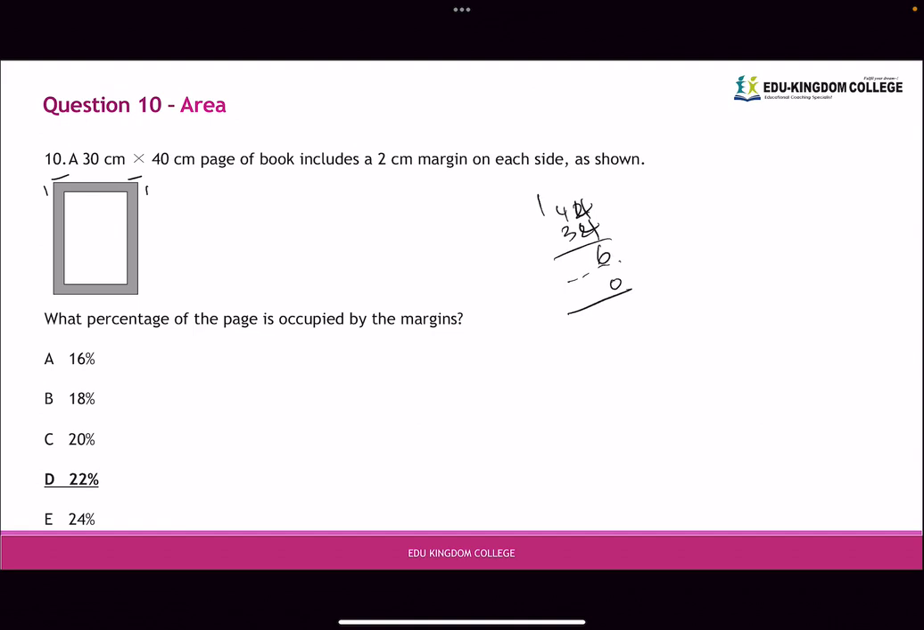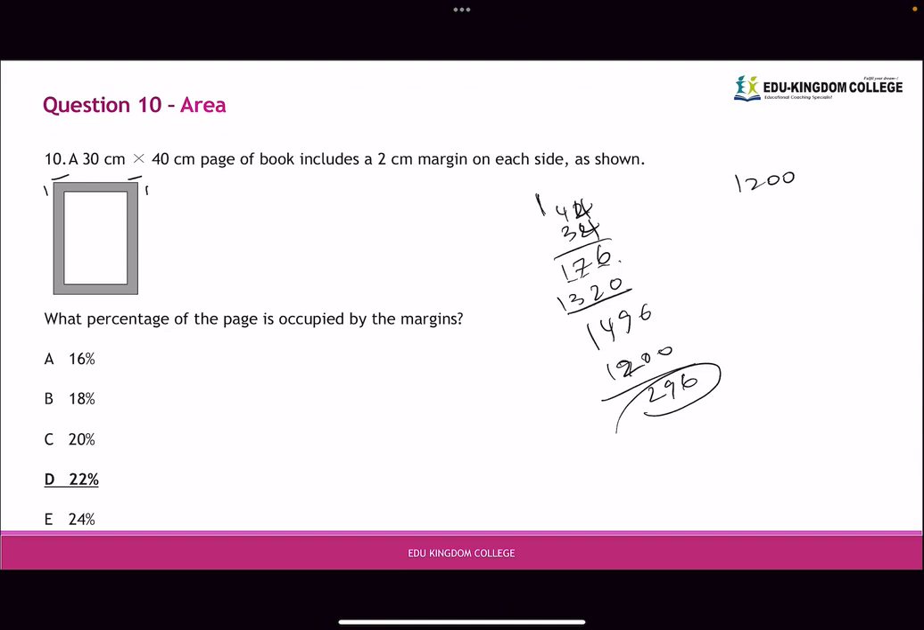So 4 times 4 is 16, 17, 3 times 4 is 12. Take the 1 to the top, 13. So 6, 9, 4, 1. 1496 is including the margins. Now let's try it without the margins. So that's going to be 1200. So 1496 minus 1200 is going to be 692. So 296 is the margins.